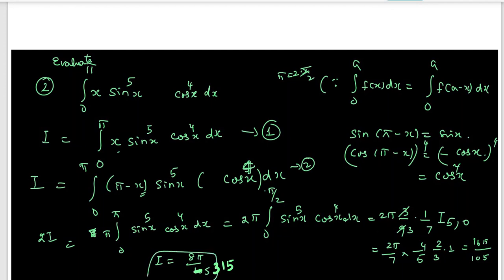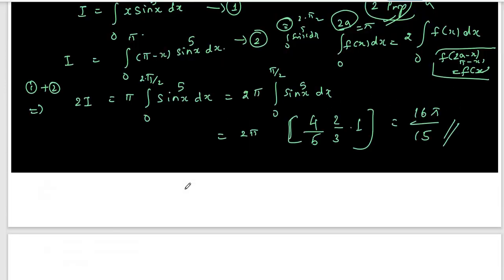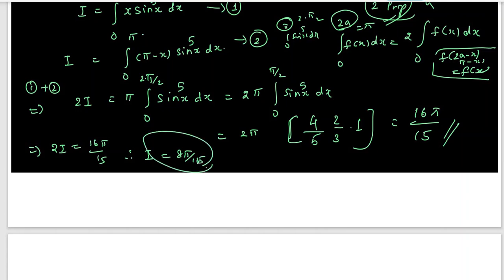Even in the previous case, we should not forget that. So even in this case, 2I is only 16 pi by 15. Therefore, I is 8 pi by 15.